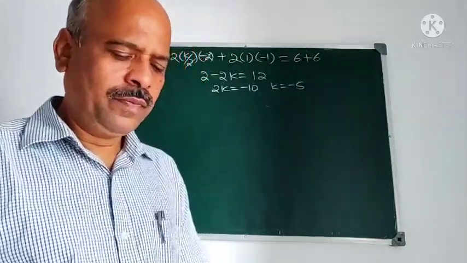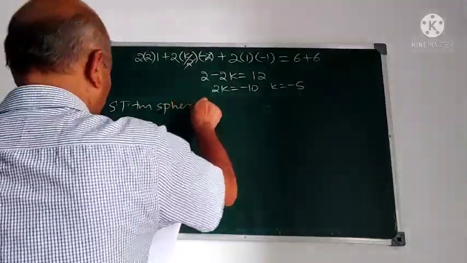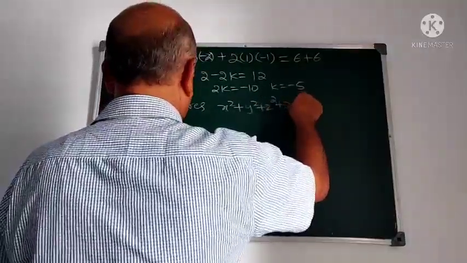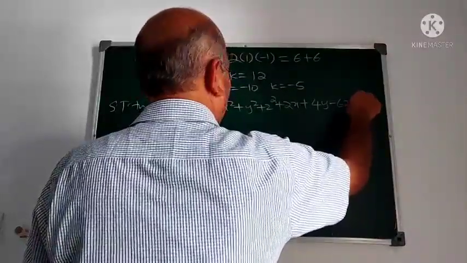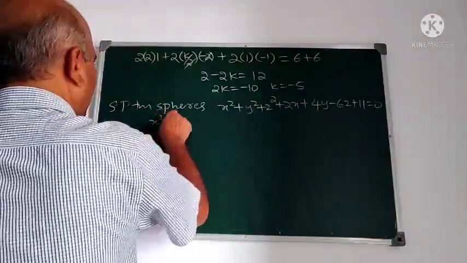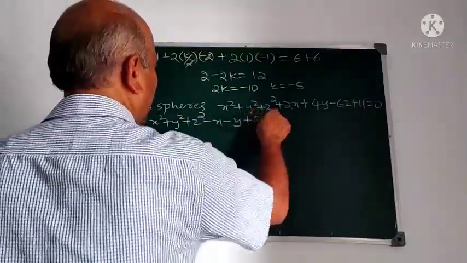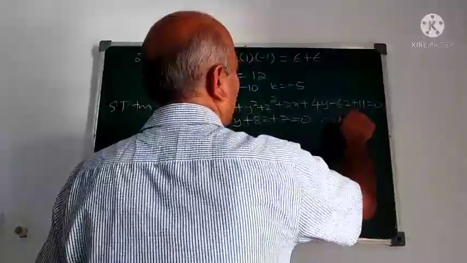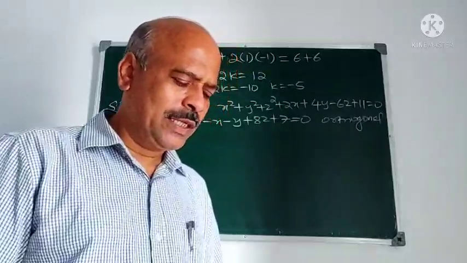One more problem. Show that the spheres x square plus y square plus z square plus 2x plus 4y minus 6z plus 11 is equal to 0, and x square plus y square plus z square minus x minus y plus 8z plus 7 is equal to 0 are orthogonal. I leave this as an exercise.